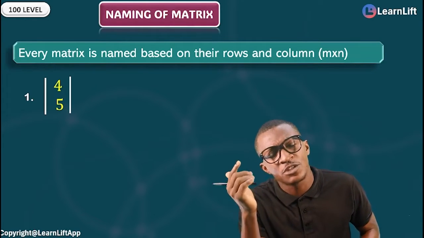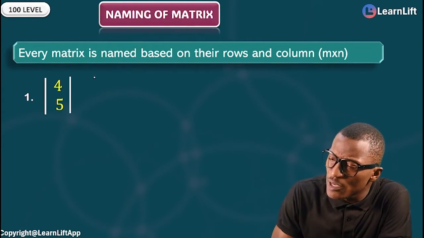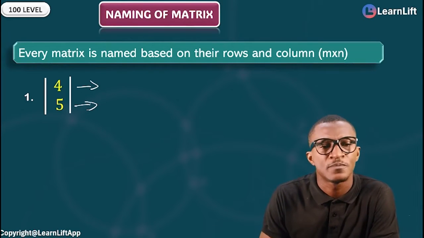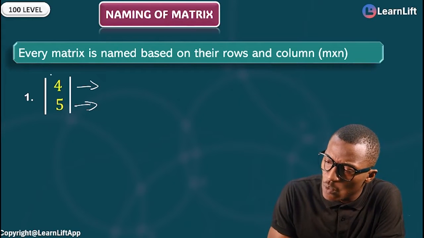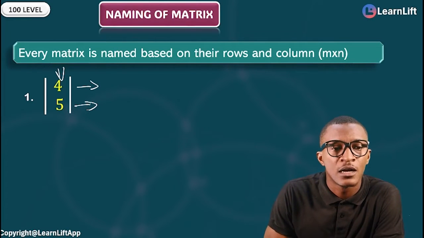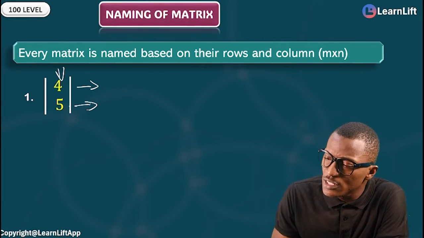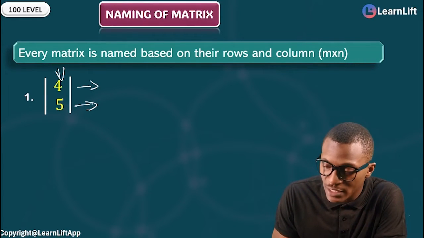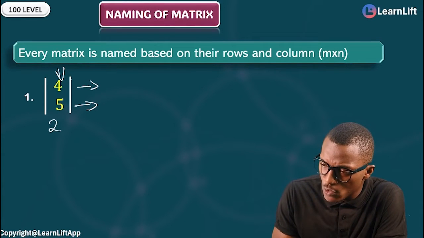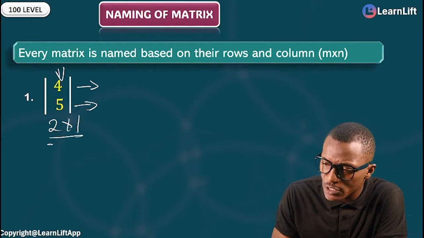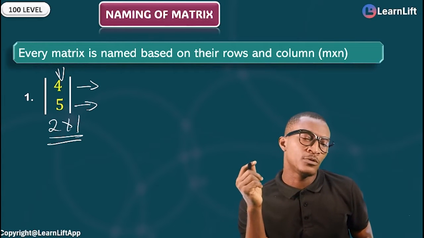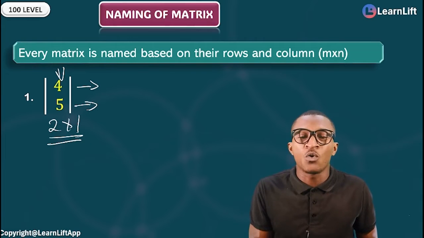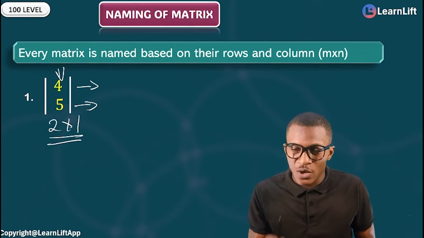So let's give the first matrix. How many horizontal arrangements do we have here? We have 1 horizontal, 2 horizontal. How many vertical? 1 vertical. Right? So this matrix you see has 2 rows. How many columns? So this is a 2 by 1 matrix. What's that matrix called? A 2 by 1 matrix because it has 2 rows and 1 column. Rows horizontal and 1 column vertical.